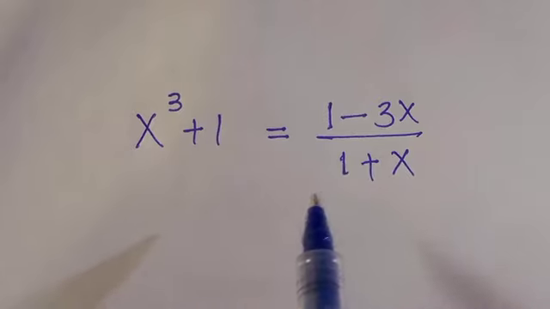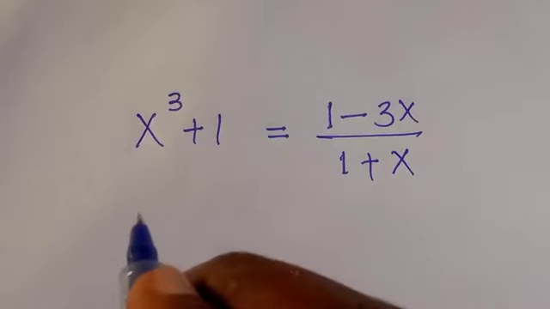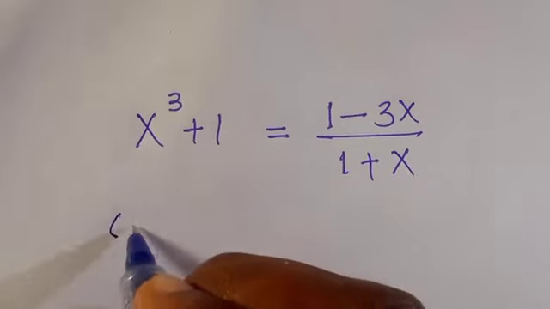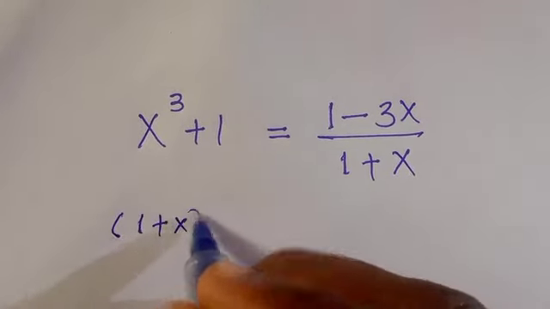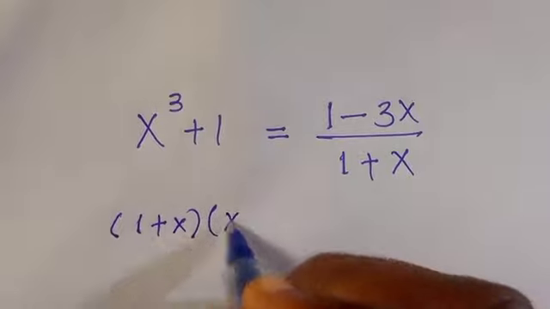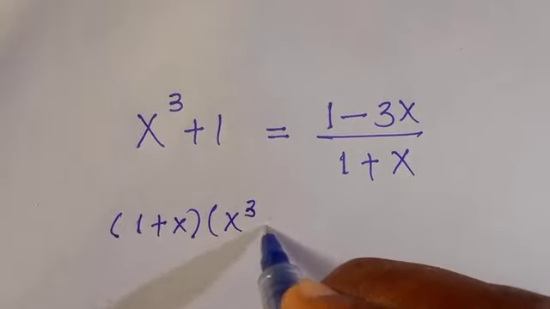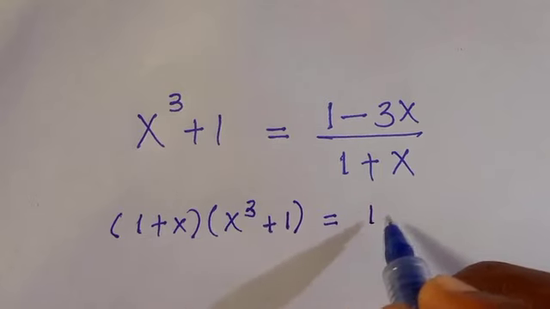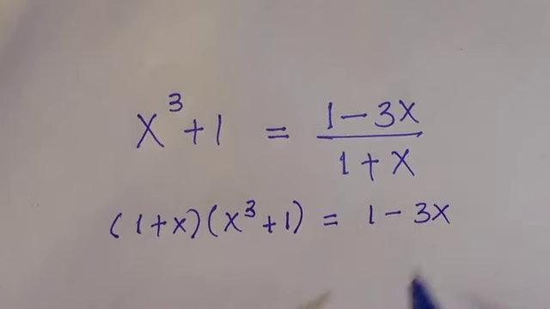And we have to cross multiply first. By doing so, we have 1 plus x multiplying x raised to power 3 plus 1 equals 1 minus 3x.